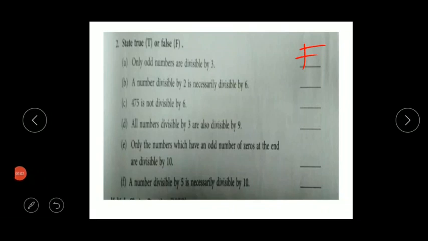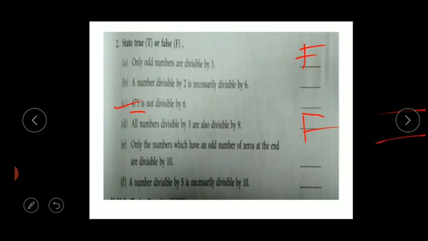So next question we have, 475 is not divisible by 6. So you have to check the divisibility rule, whether this number is not divisible by 6 or not. Okay, so this one you are going to try yourself. Okay, part D, we have all numbers divisible by 3 are also divisible by 9. So your answer will be false, because a number divisible by 3 is not necessarily divisible by 9. 3 can divide 12, 3 fours are 12, but 12 cannot be divided by 9. Okay, the statement is false.